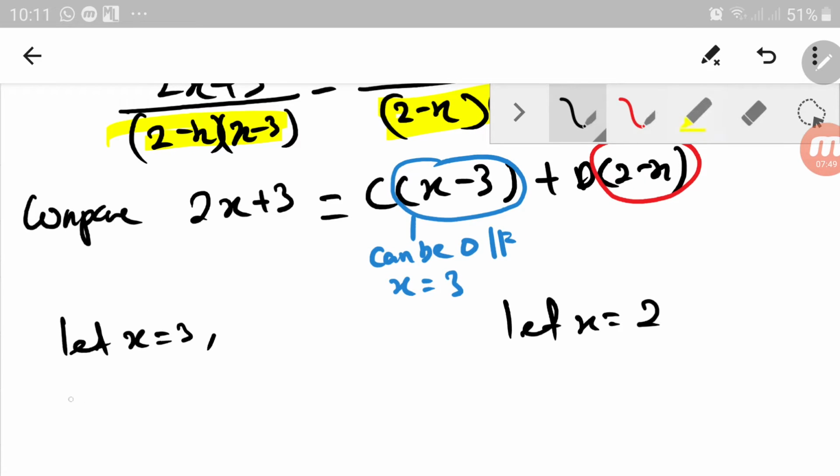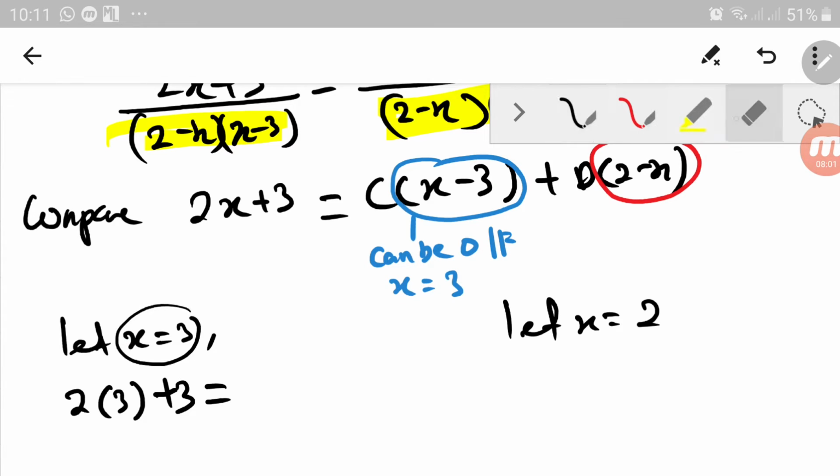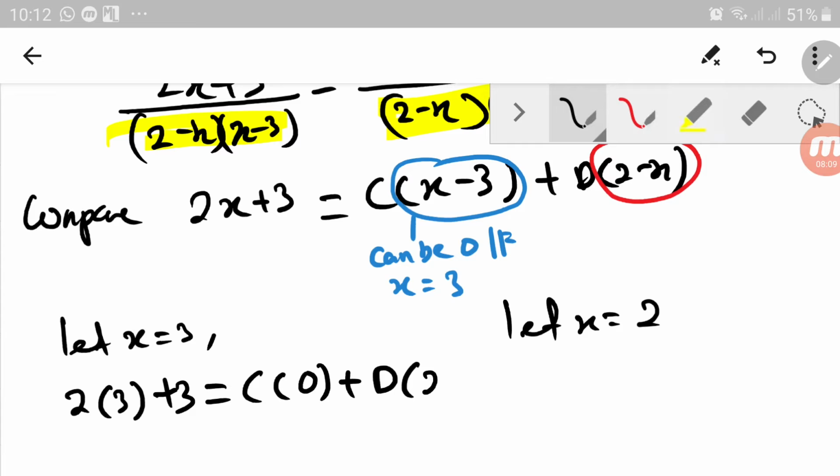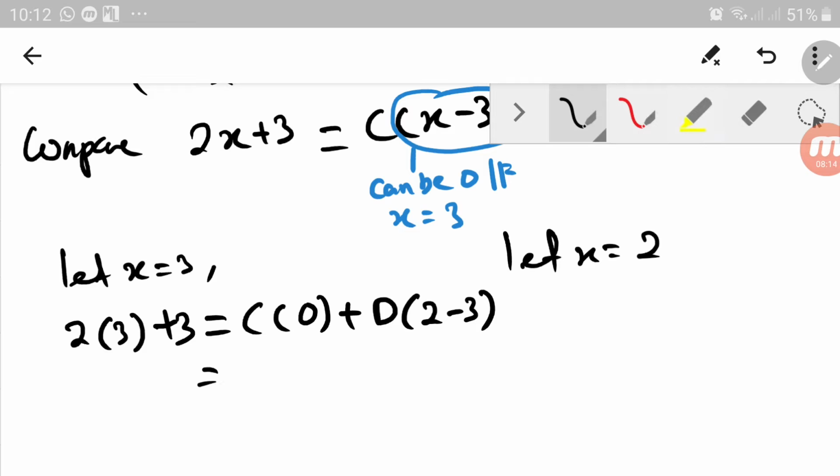Okay, so just substitute. x equals 3 means that 2, you substitute 3 here, plus 3 equals the right hand side. Now the blue part can be 0 if x equals 3. So since x equals 3 already over here, clearly the c part, the bracket, is 0, plus d(2 - 3). Then c multiplied by 0 is 0. So 2 plus 3 is 6, 6 plus 3 is 9, so d is minus 9.